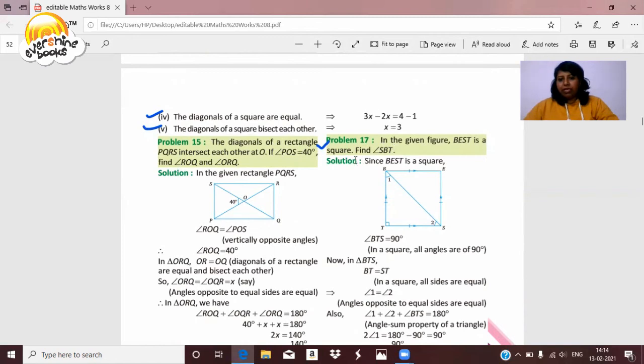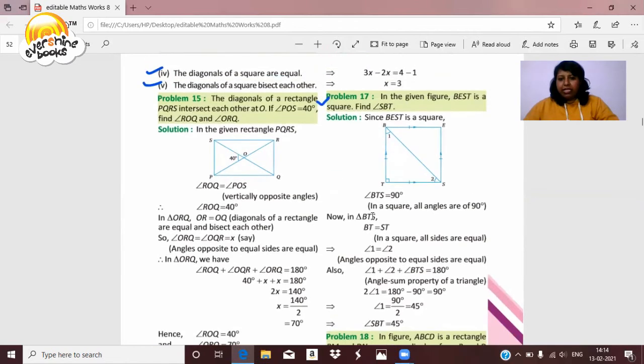In the given figure, BEST is a square. Find angle SBT. We have to find which angle? Angle SBT. So as we know, each angle of a square is 90 degrees. BTS is 90 degrees. All angles are of 90 degrees.